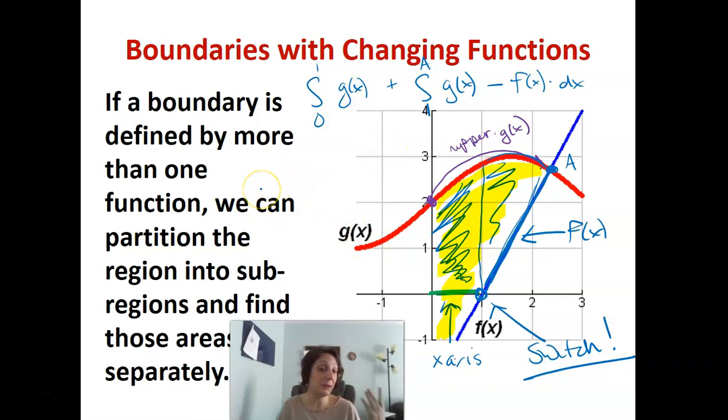Now, you might have to split it into 3 areas or 4 areas. Sometimes we use symmetry so that we don't have to do so many integrals. We can just do one and then multiply it or something. There's all kinds of clever little things we can do when finding area. But this is one of the things we have to watch out for. If you have a boundary switch, you have to address it. If you don't, AP is going to be waiting for you.